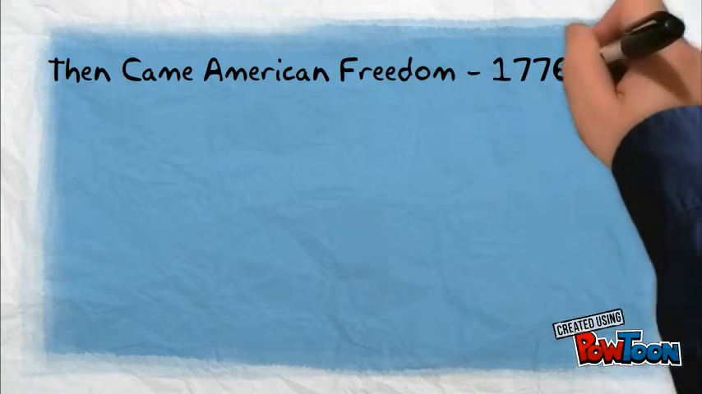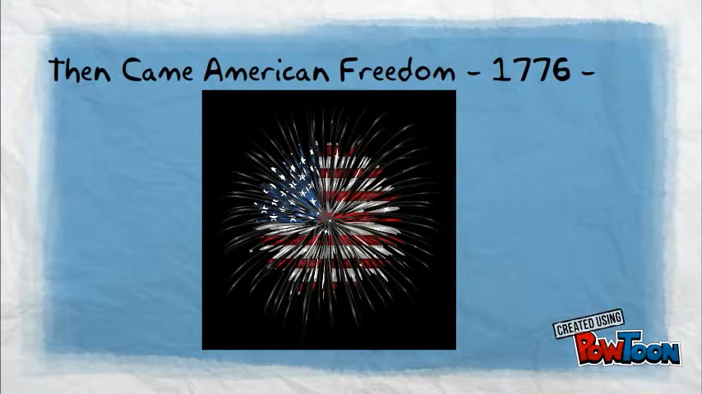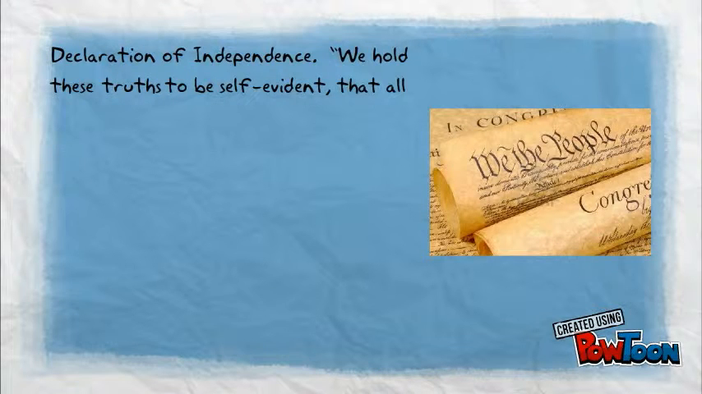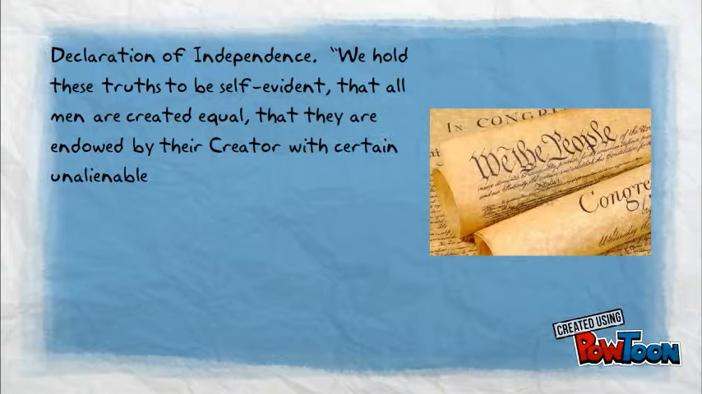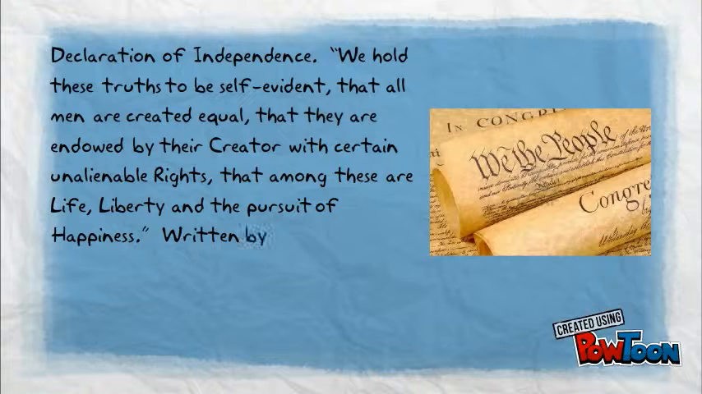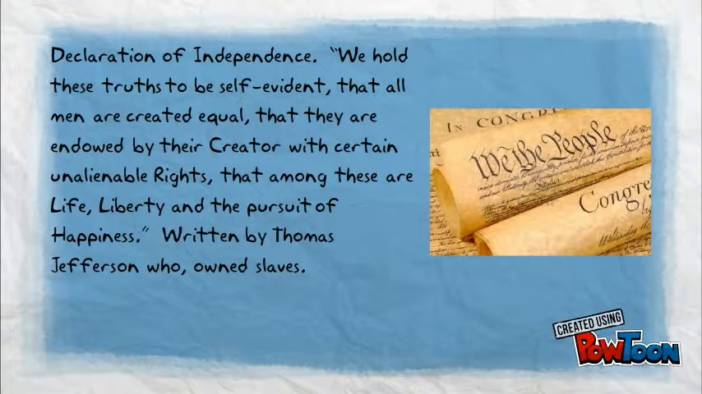Then came American freedom in 1776. The Declaration of Independence stated, "We hold these truths to be self-evident, that all men are created equal, that they are endowed by their Creator with certain unalienable rights, that among these are life, liberty, and the pursuit of happiness." Written by Thomas Jefferson, who owned slaves.